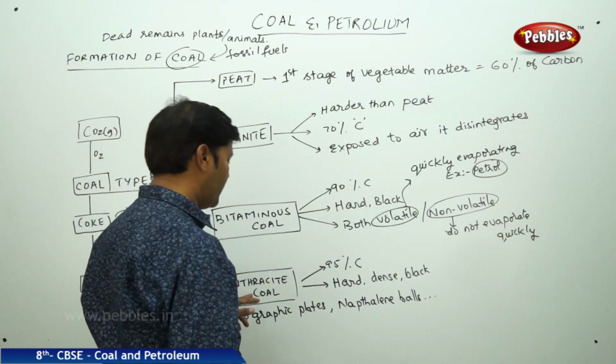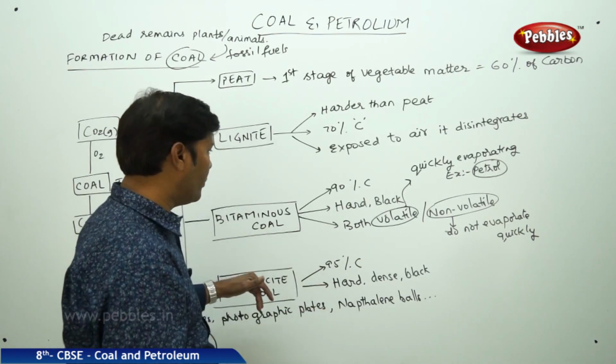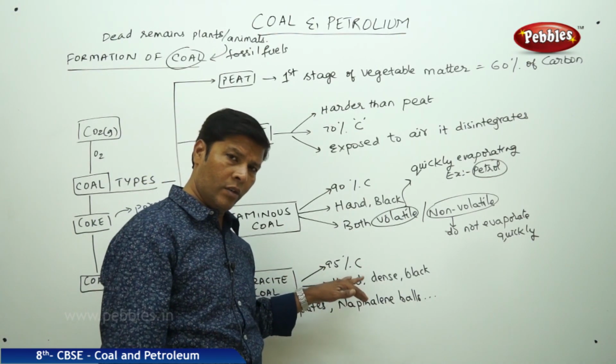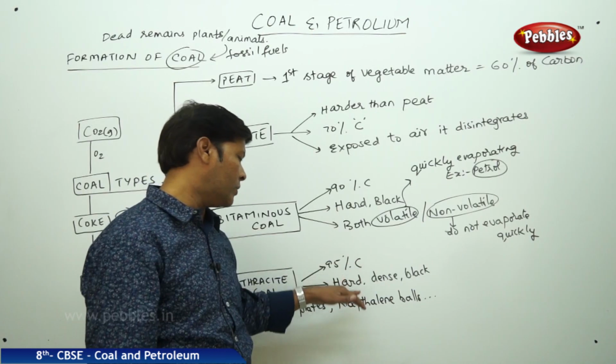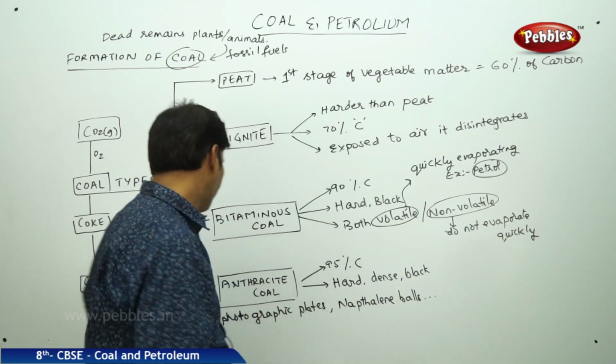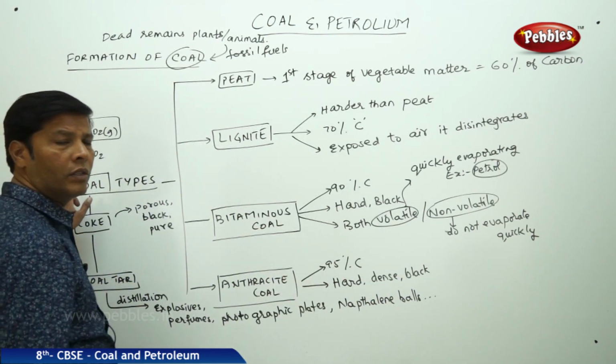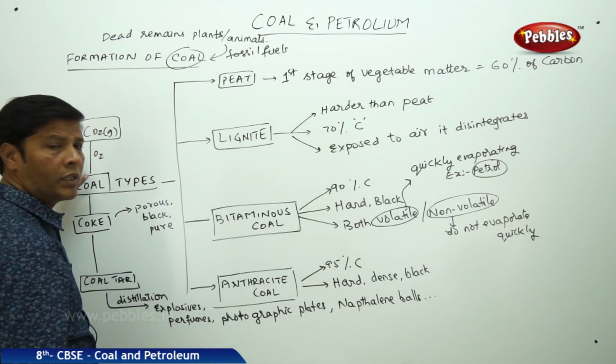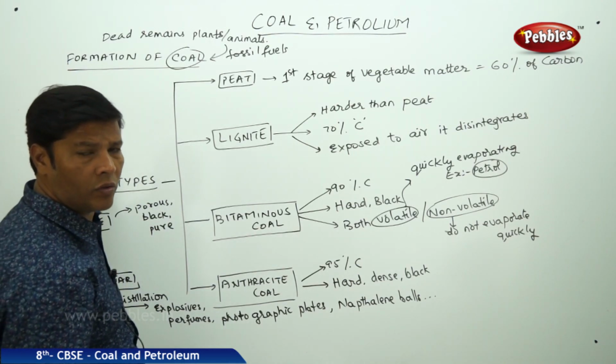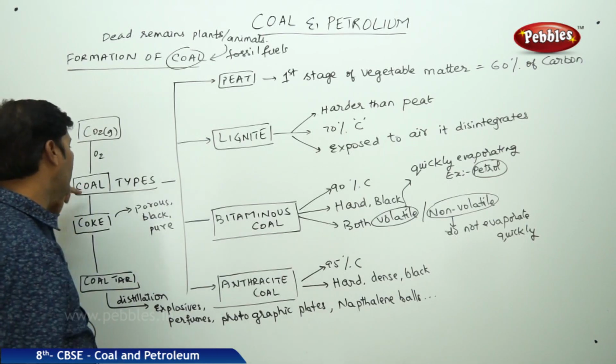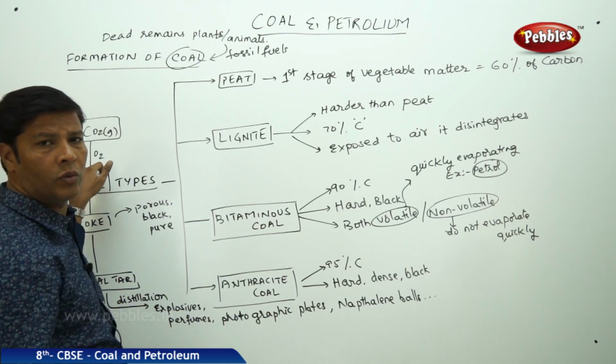And the last one is anthracite coal, which is a still purer form of the amorphous form of coal, 95% carbon, hard, dense and black. And in the meantime, when this coal is subjected to combustion or oxidation, the carbon in coal reacts with oxygen to give carbon dioxide.